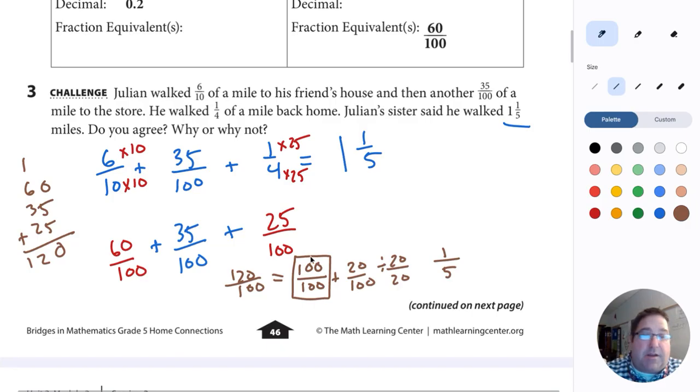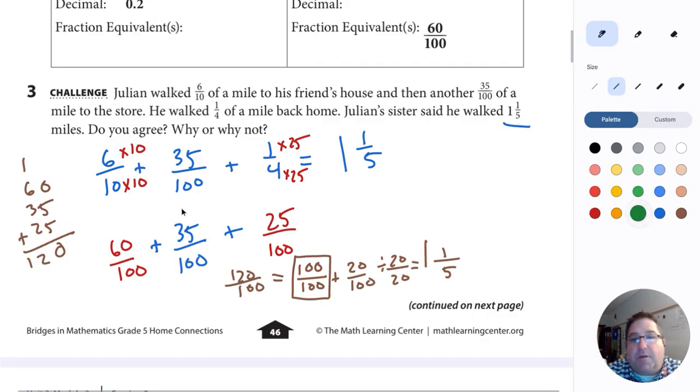Okay, so we had 100 hundredths. That's one whole. And then we said that 20 hundredths is the same as 1/5. So it is true that we would get 1 1/5. So that's kind of how we've been doing it in class, is keeping the larger denominator.